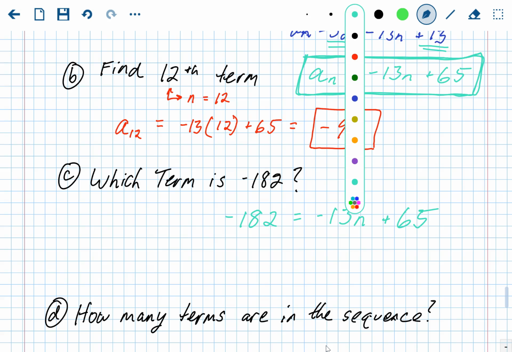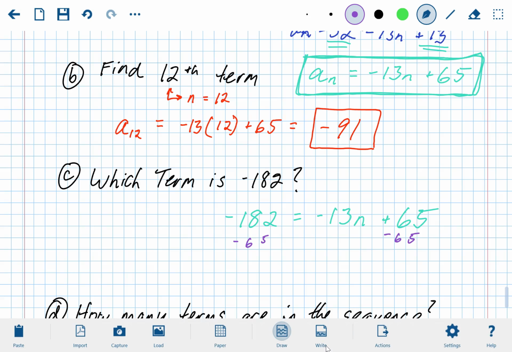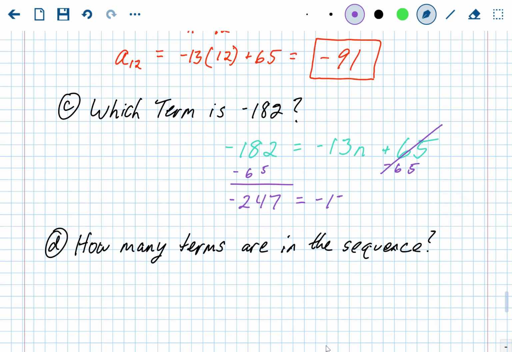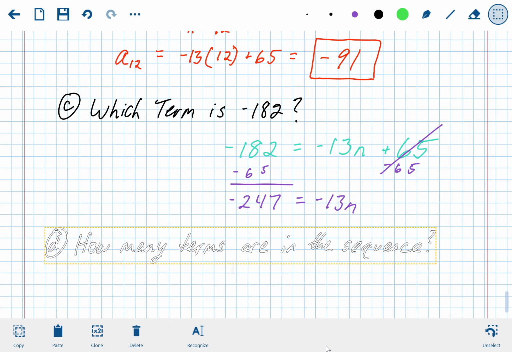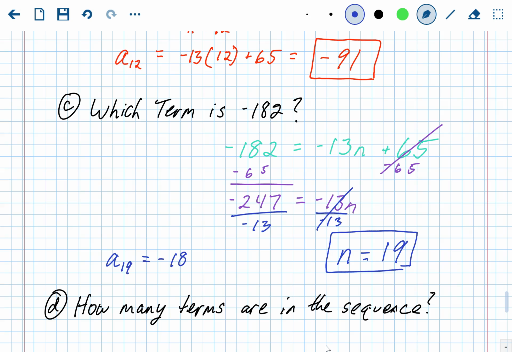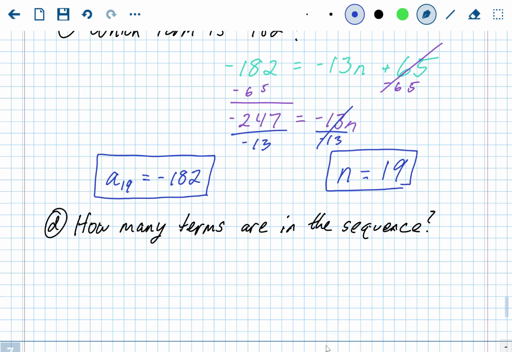This is a two-step equation, and we've done plenty of these. Subtract 65 on both sides, and then divide by negative 13. So when you do negative 247 divided by negative 13, you get an n value of 19. What does that mean? It means that the 19th term is negative 182. So a sub 19 is negative 182, because we knew the value but we didn't know where in the sequence it fell. It's the 19th term.